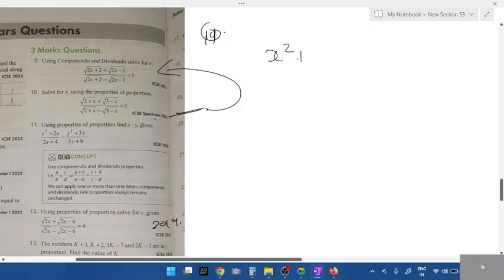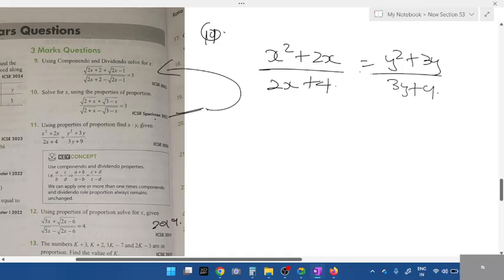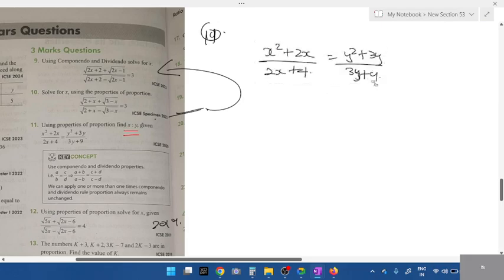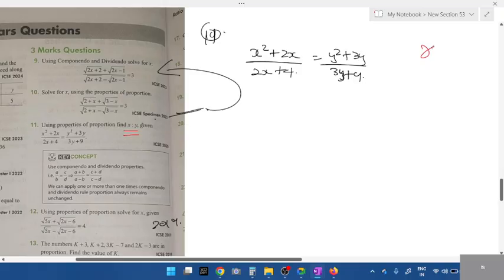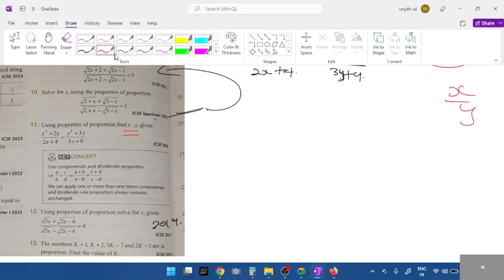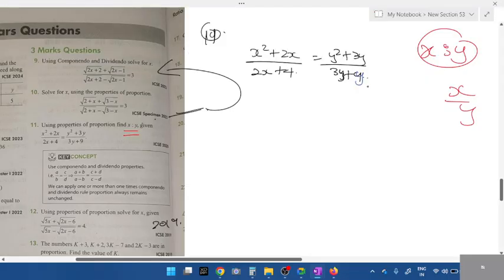X square plus 2x divided by 2x plus 4 is equals to y square plus 3y divided by 3y plus 9. What do we need to find here? What is given, Naomi? We need to find the value of x is to y, means x divided by y. Look, there are a lot of values here. The only way is elimination. Only if you use component of dividendo, the values will eliminate. Apply component of dividendo here.